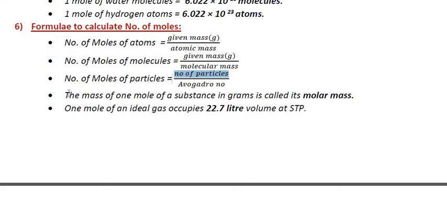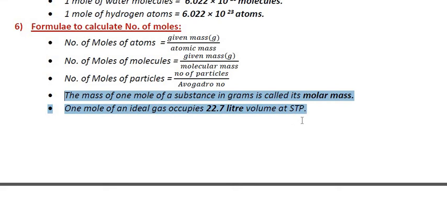Then what is molar mass? The mass of 1 mole of a substance in gram is called its molar mass. Keep this in mind: the mass of 1 mole of a substance in gram is called its molar mass.